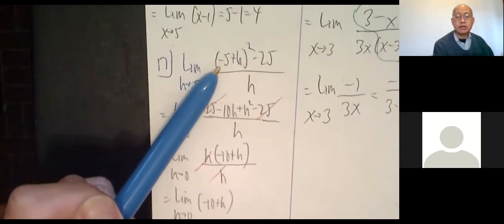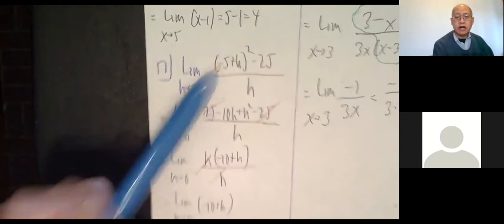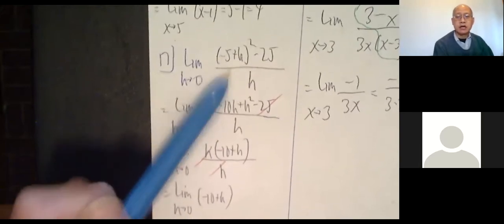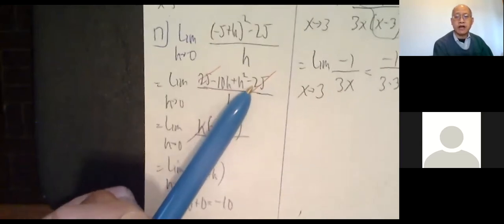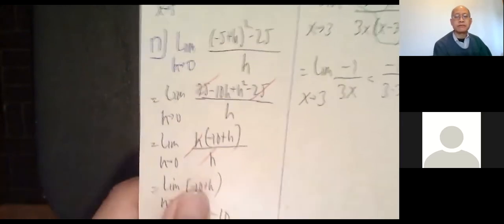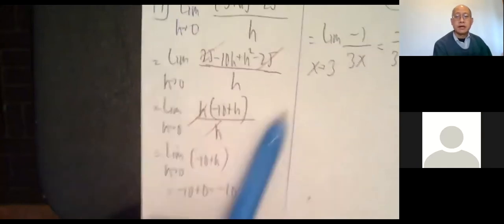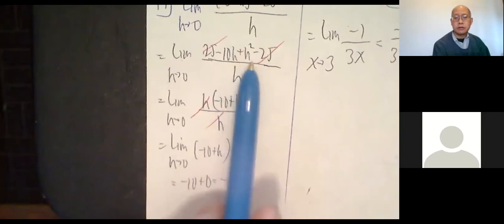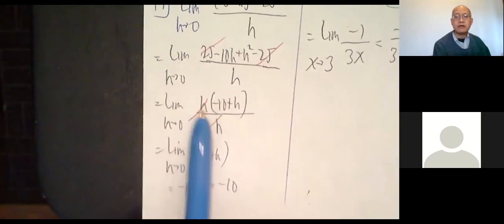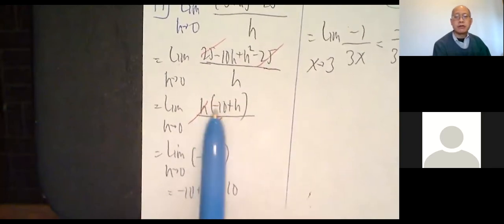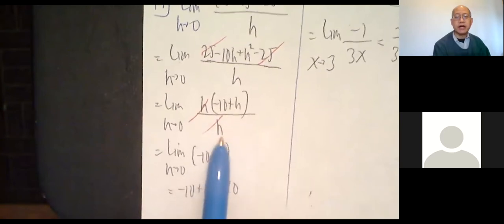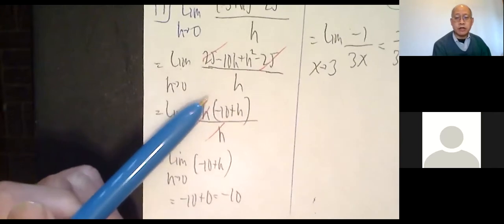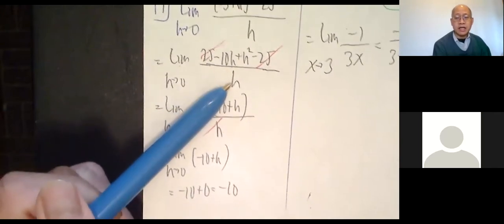Square this. That's like a squared plus 2ab plus b squared, right? So negative 5 squared, then 2 times a times b is negative 10h, plus h squared, minus 25. The 25 cancels out. So you have these two terms left on top. They have a common factor of h, right? Factor out the h: h times (negative 10 plus h), divided by h, and now that h cancels out. This will be a very, very recurring theme. You try to get that h to cancel.